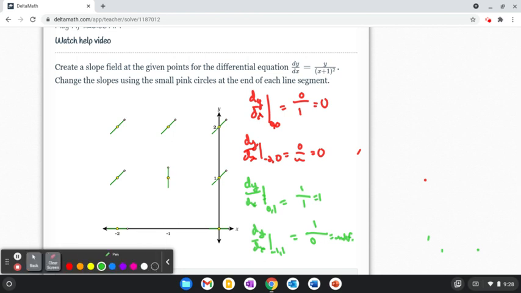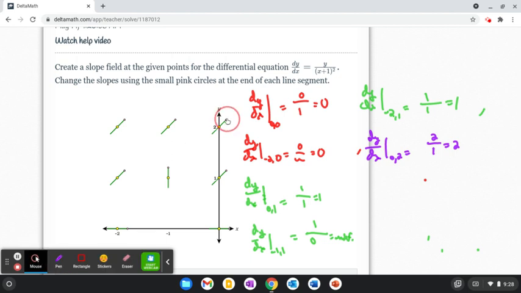My next one, dy dx evaluated at negative 2 comma 1, will put me at 1 over 1, negative 1 squared, so that'd be 1. 1 over 1 is 1. So that one's already good as well. All right, and then let's do my top row. Let's do dy dx evaluated at 0 comma 2. So that's going to be 2 over 1, so that'd be 2. So I need to make that one a little bit steeper. Like that, should be good.